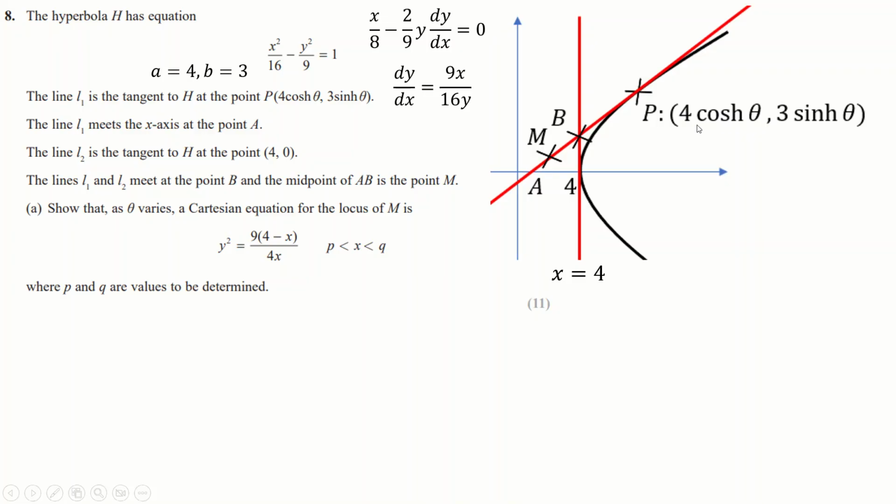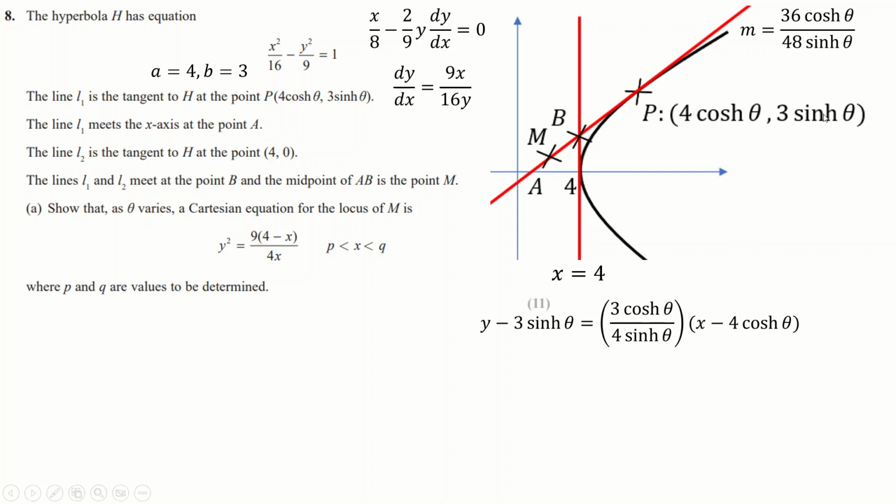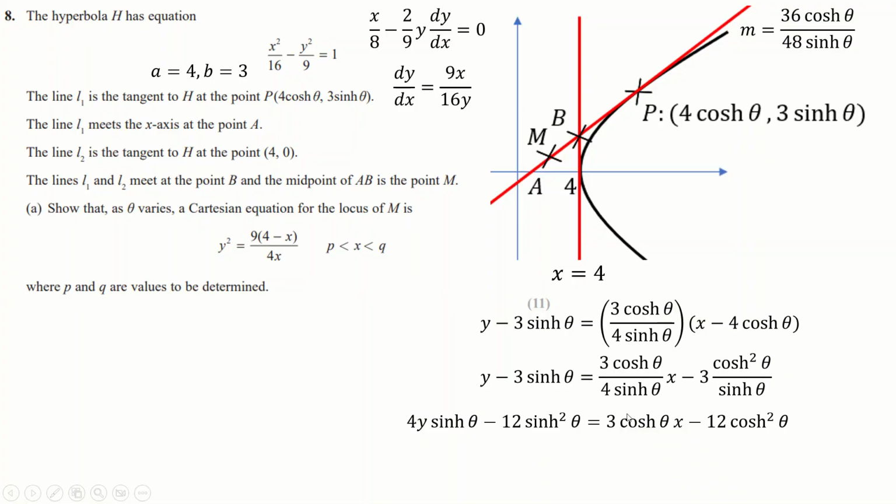And what we can do is, of course, to find the gradient of this line here, we can put this coordinate into there. So that gradient is this. And now we can use y minus y1 equals m(x minus x1), I believe, on this point P here. And we'll find the equation of the line. We can multiply this out a little bit. I think I multiplied everything by sin theta as well here. I did, and by 4 as well, it seems, just to get rid of the fractions entirely.